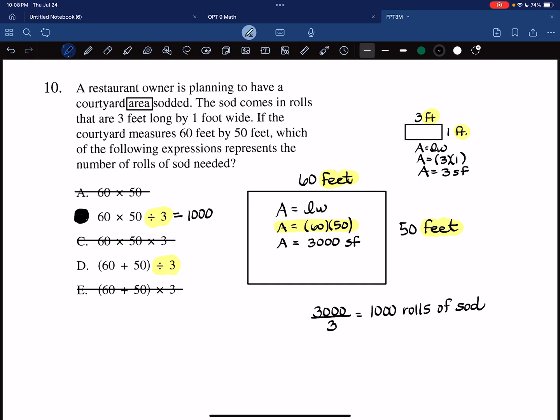If you did option D, where you use parentheses and do the addition, and then divide by 3, you would get 36.6 repeating, which is not the answer you're looking for. So if you're not really sure, go ahead and work it on the calculator and see which answer matches your answer. And that sort of gives you some confirmation that you've done it correctly.